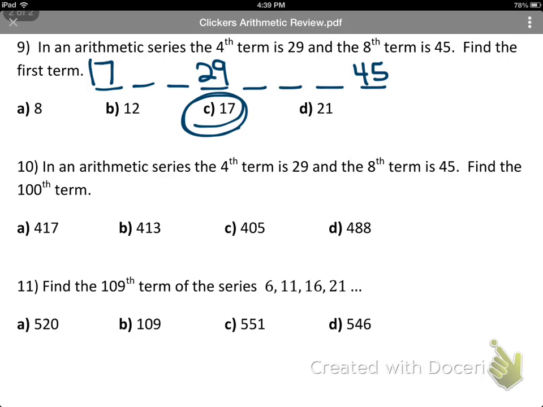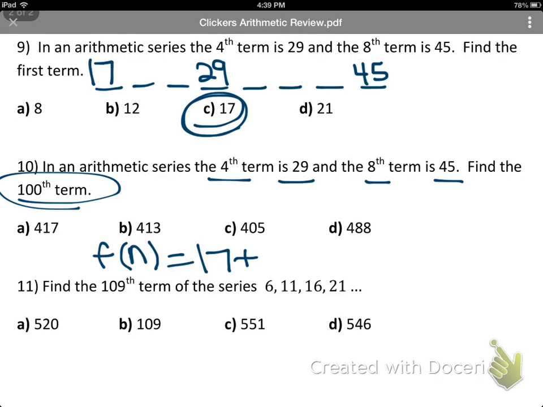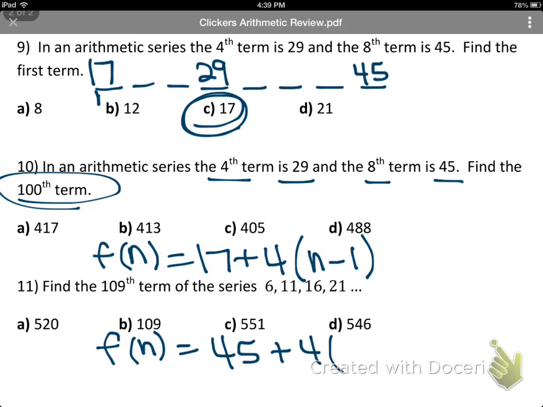Okay, the next one is actually the same pattern, because the fourth is 29, the eighth is 45. But now this time we want the 100th term. So in this case, again, we could use the 17, because that's the first term, if you prefer to use the first term. We found that the slope was 4 from the last problem, and then n minus 1 because we're using the first term, which is 17. Another way we could do it, again, we could use 45 if we want to, plus 4, and n minus, in this case, that's the eighth term, so I'd minus 8. Either pattern or either equation is going to work out just fine.